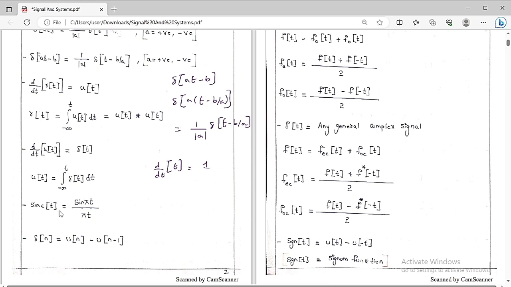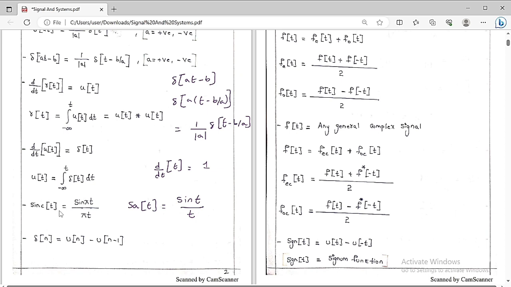Then what is sa of t? Suppose you are going to use sa of t, which is equal to sin t by t. So sin t by t. This is a formula you always have to keep in your mind. So sinc of t means sin pi t by pi t, and sa of t is nothing but sin t by t. These are two important formulas you always have to keep in your mind, because definitely they will ask some questions from this concept.